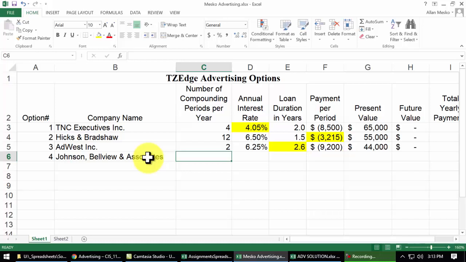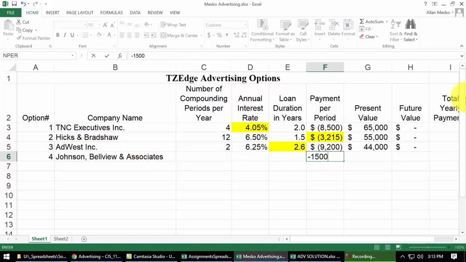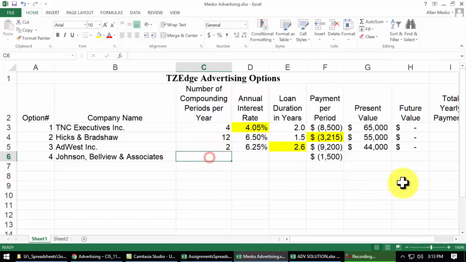So they give us $1,500 a month. Where does that go? That's our payment, isn't it? So that should be negative $1,500. And when they say a month, what does that tell us? That tells us the compounding periods, doesn't it? It's going to be 12. Do they tell us the interest rate per year? That's 5%, isn't it? And do they tell us how long the loan is? 3 years. So they want us to figure out, okay, how much are we borrowing?